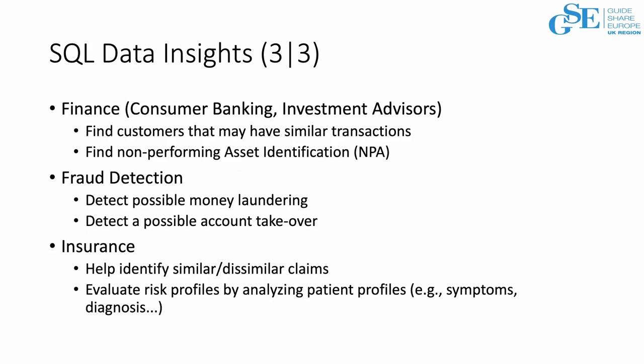Some examples of how this can be used. One is financing, like in banking or investment, where you want to find customers that have similar transactions. As an example, you maybe had one customer that just filed bankruptcy. Do you have other customers with similar traits to this customer that just filed bankruptcy? You could find that ahead of time. Another is fraud detection, like money laundering or identity theft. Again, if you want to find some similar accounts, you could do that.